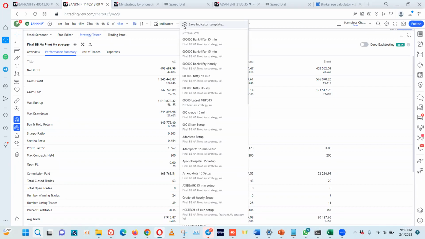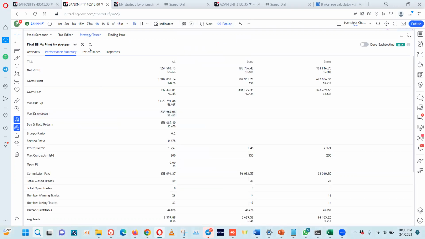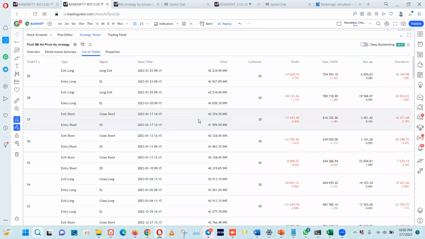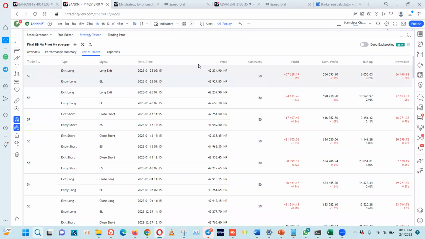Then I'll show you one more, Bank Nifty hourly. This is also for 2 lots. The number of trades is 59. The duration is the same, June 2021 till now. Trades have reduced and profit has increased. The time frame for entry and exit is 1 hour. So this way we can change time frames.